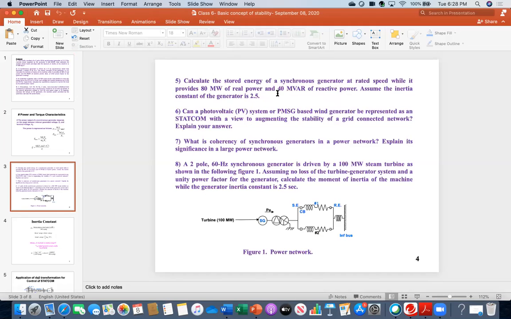So in this case, I am asking for the stored energy. So far, I did not ask for the stored energy. So far, I asked for the moment of inertia or the MVA value, H value, etc. But in this problem, I am asking for the stored energy, provided that the real power and reactive power are given, and the inertia constant value is 2.5. I got 224.